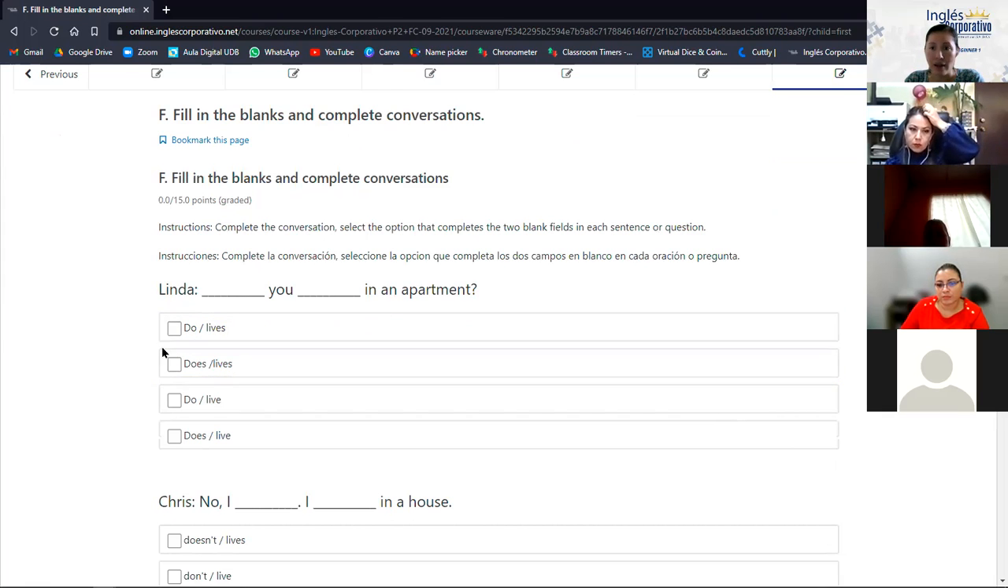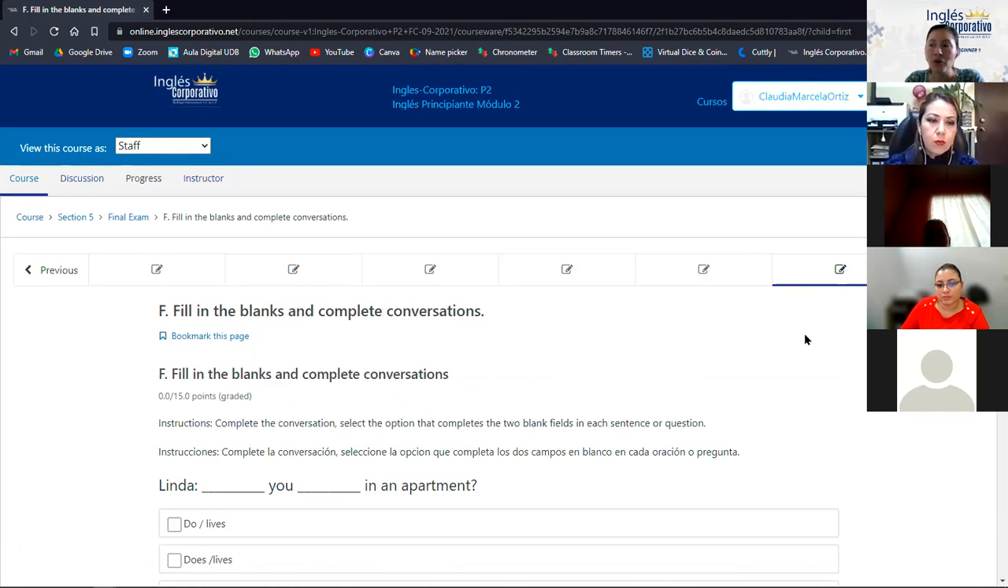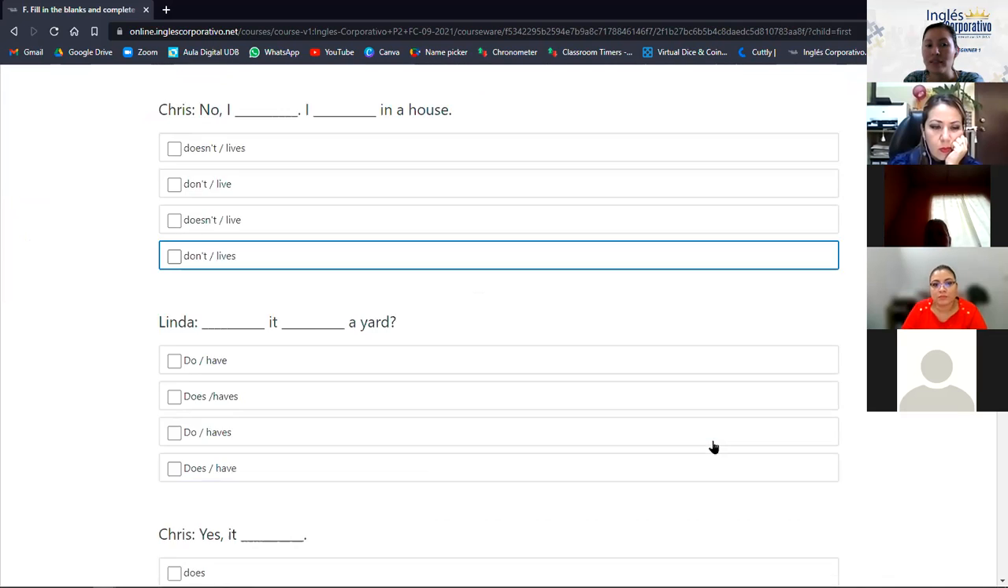Tiene el auxiliar que necesita para la pregunta y tiene el verbo. Pero antes de ver los ejemplos acá, ¿qué es lo que yo tengo que recordar con respecto al auxiliar y a los verbos en inglés? ¿Qué sucede cuando uso auxiliar? El verbo no cambia. Exacto, right? Yo no puedo cambiar el verbo porque automáticamente pues el auxiliar está cumpliendo su función. En este caso, pues las oraciones están en presente simple, right?